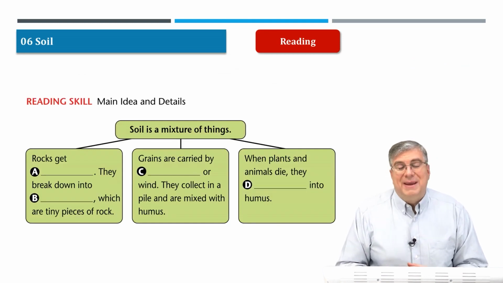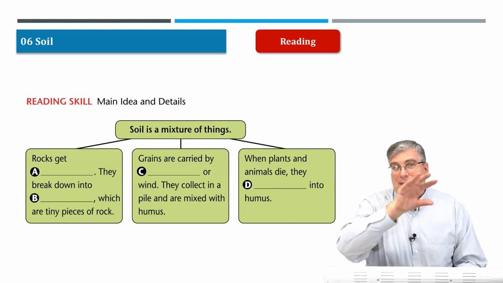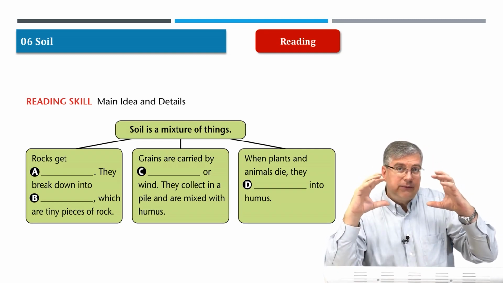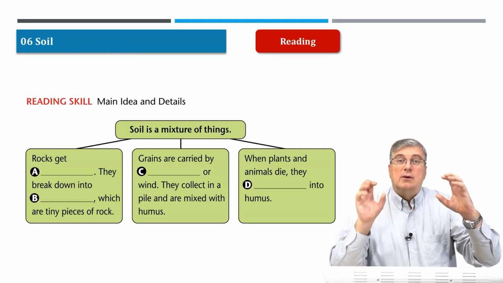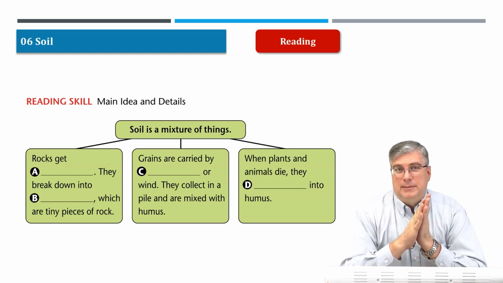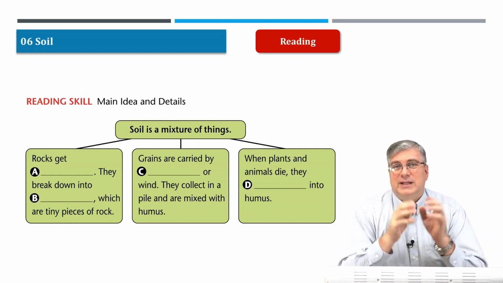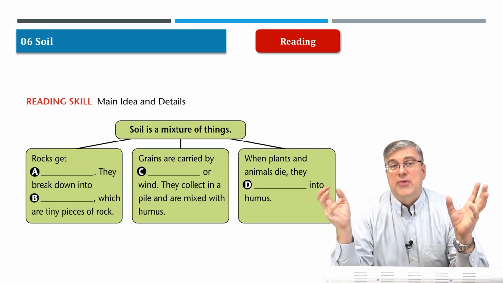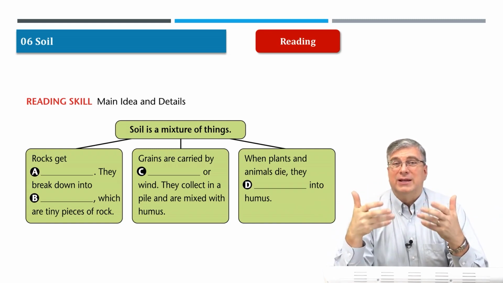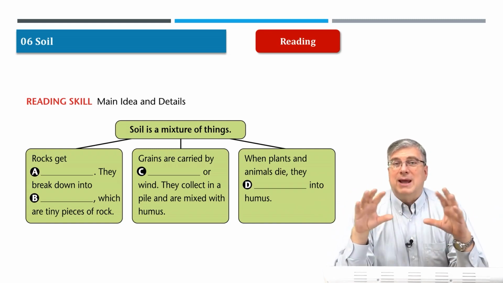Here, the reading skill is main idea and detail. So we have a main idea, that is the topic or the theme of the reading, and then we have details that support that main idea. What is the main idea? The main idea of this reading is that soil is a mixture of things. Soil has many different things in it, okay? That is the main idea.